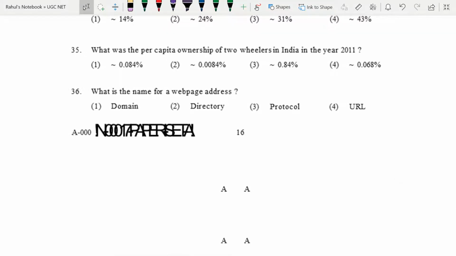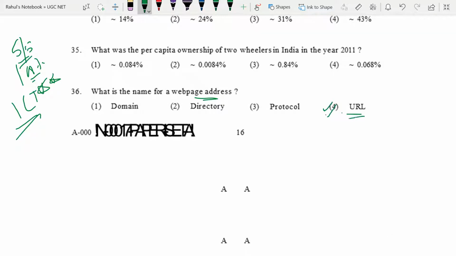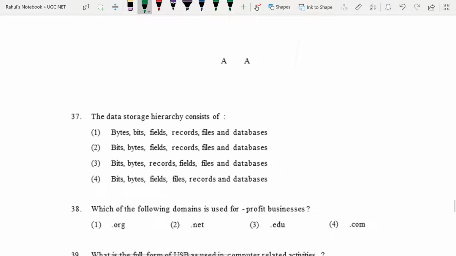Now the next 5 questions we are solving first are for ICT, that is, information and communication technology. A very important and scoring part in which you can cover 100% marks, meaning out of 5 you can get 5. You just need to know the basic concepts. So the first question, 36, is: what is the name of a web page address? A web page address is generally known as URL, uniform resource locator.